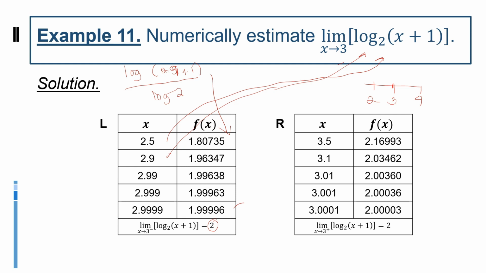Sa kabilang side naman, we use 3.5. So plugging in, we have 2.16993. Using 3.1, f of x now is 2.03462. At mas palapitin pa natin up to 3.001, that is 2.0003. And observe that yung f of x natin approaches 2 whenever x approaches 3 from the right.